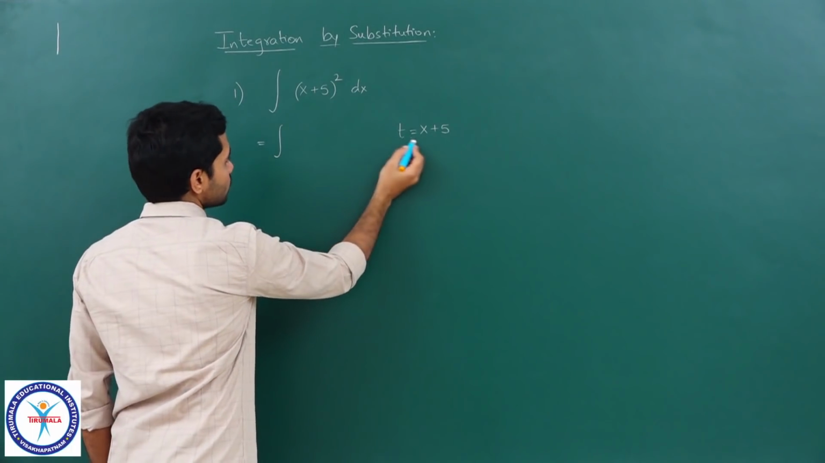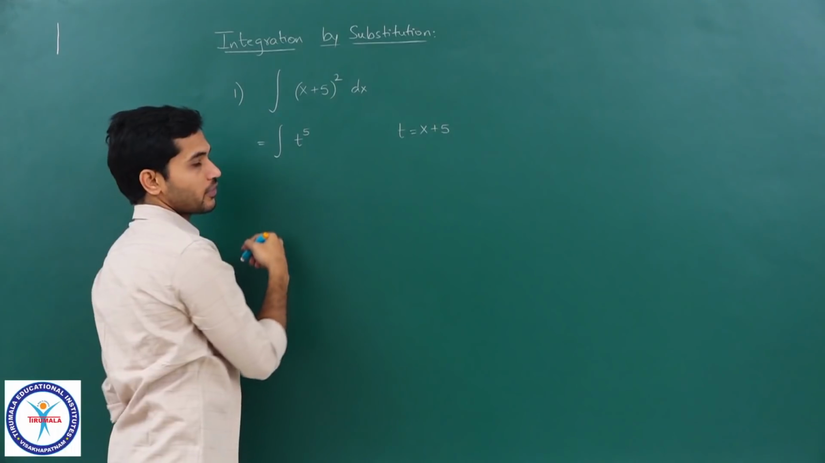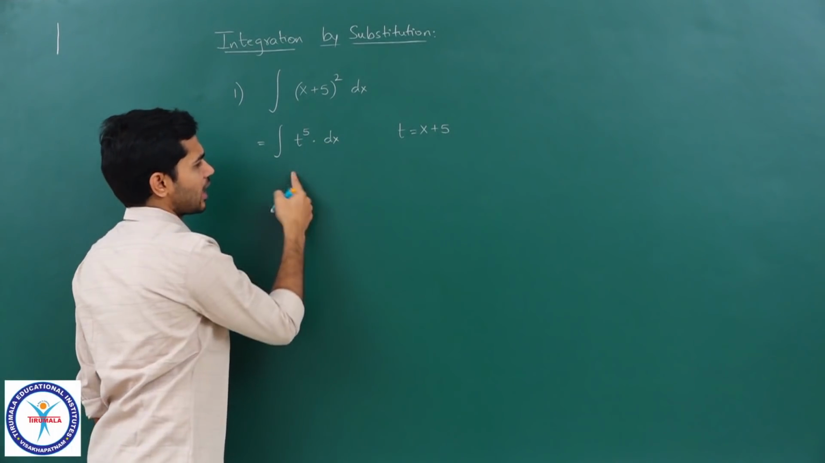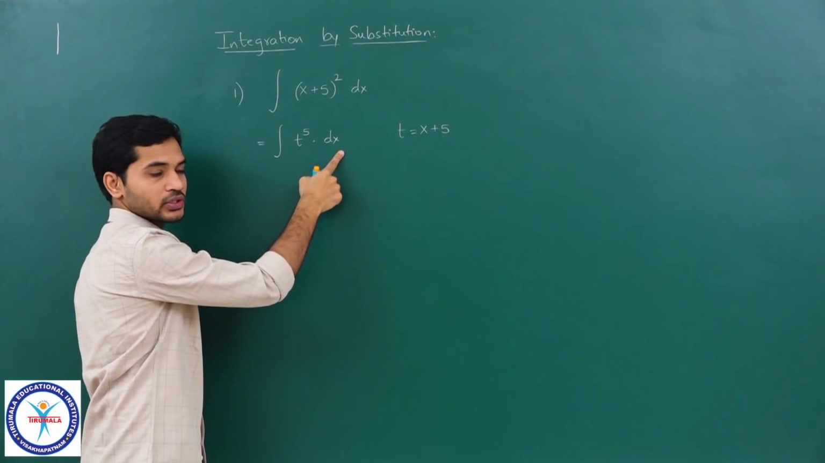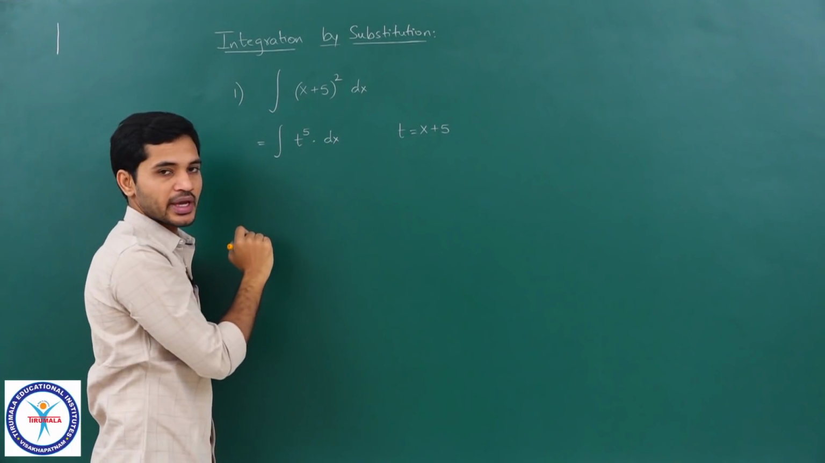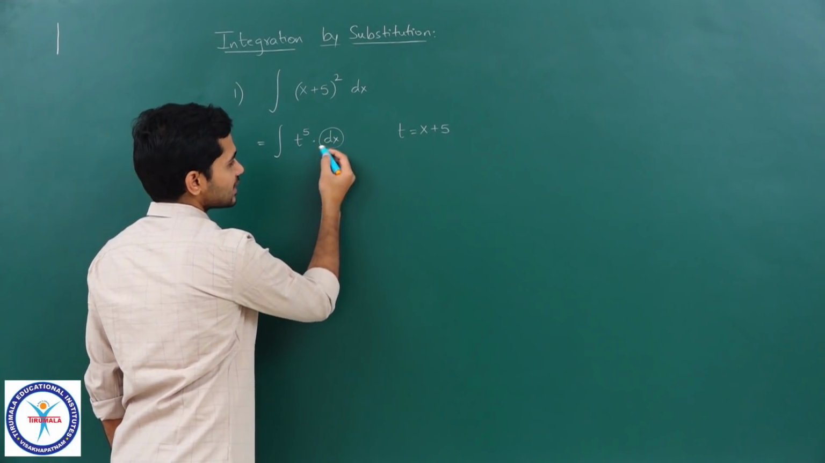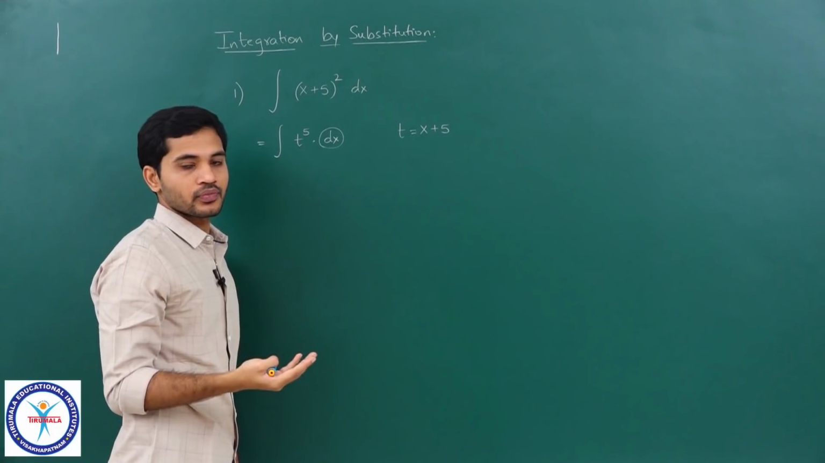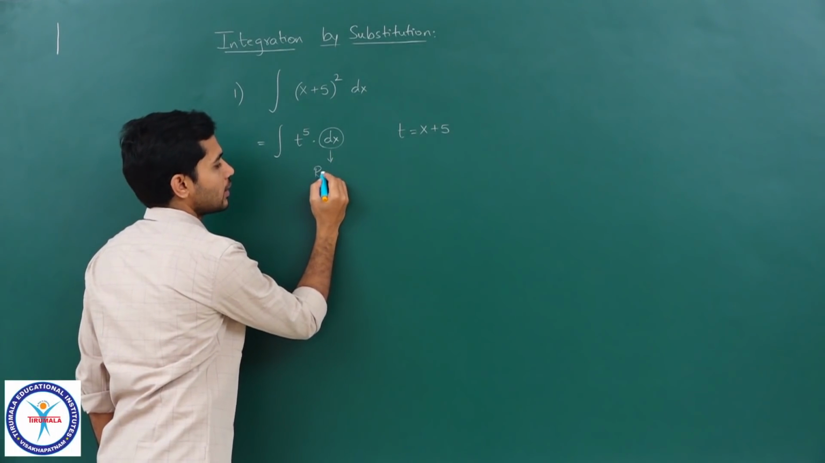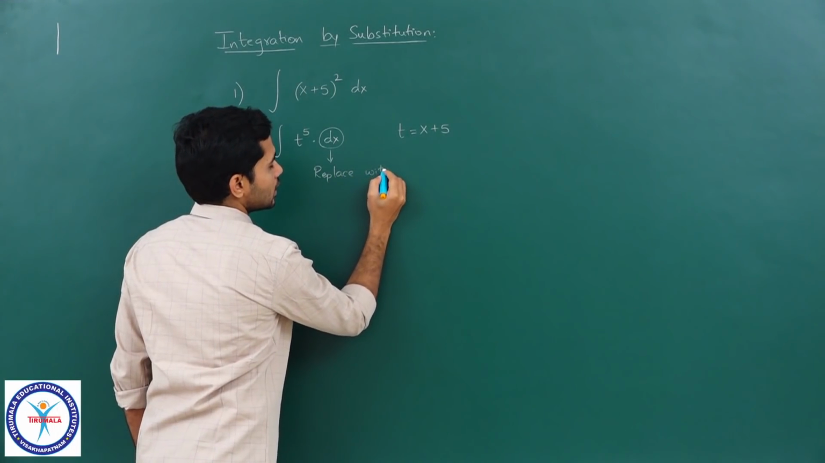Now as soon as I do that, this becomes t power 5, but I have dx here, right. I can integrate t power 5 with respect to t. I do not know how to integrate t power 5 with respect to x. So, what should be our next step? Somehow replace this dx with dt. Do you understand what I am saying? I need to replace dx with dt.